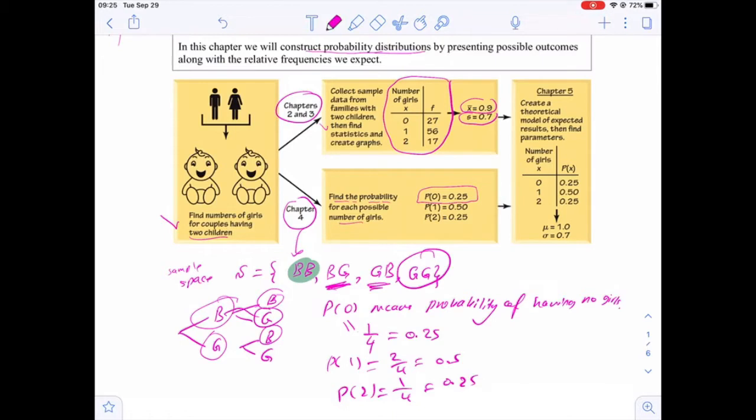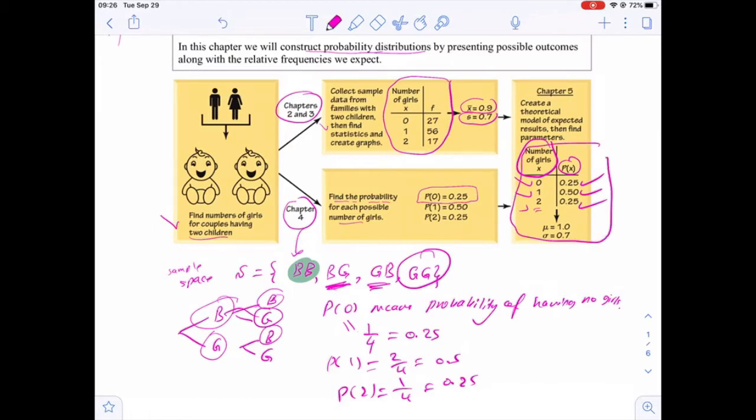Now in this chapter we'll find these probabilities and we'll describe the event by using what's called a random variable. Instead of finding the probability of an event, we will use the probability of a random variable. The random variable here denotes the number of girls, and it can be 0, 1, or 2. If the number of girls is 0, the probability is 0.25. If it is 1, the probability is 0.5. If it is 2, the probability is 0.25.